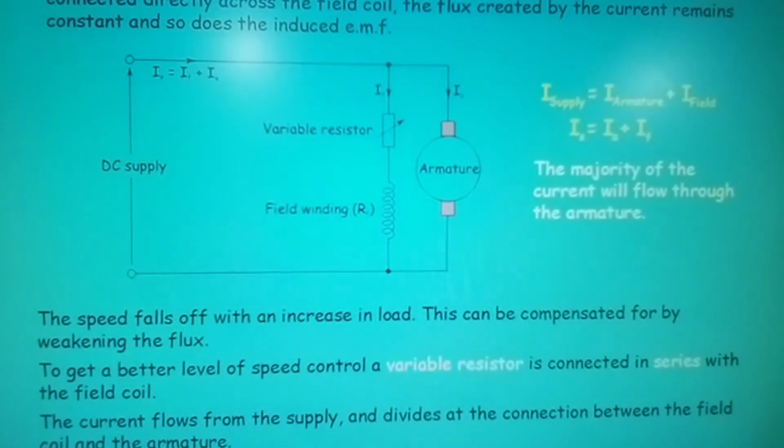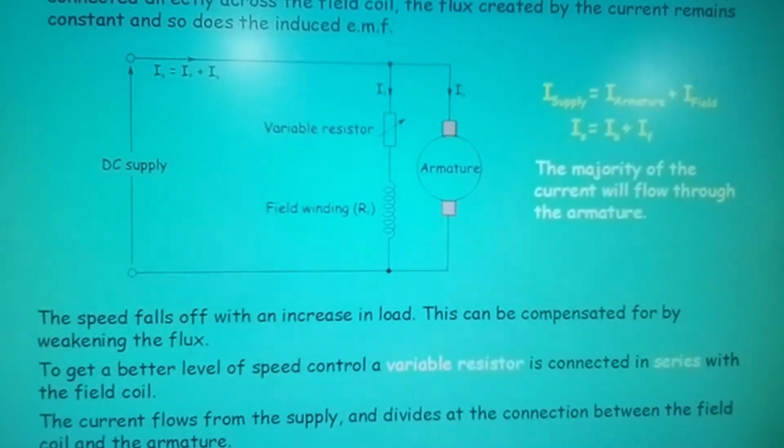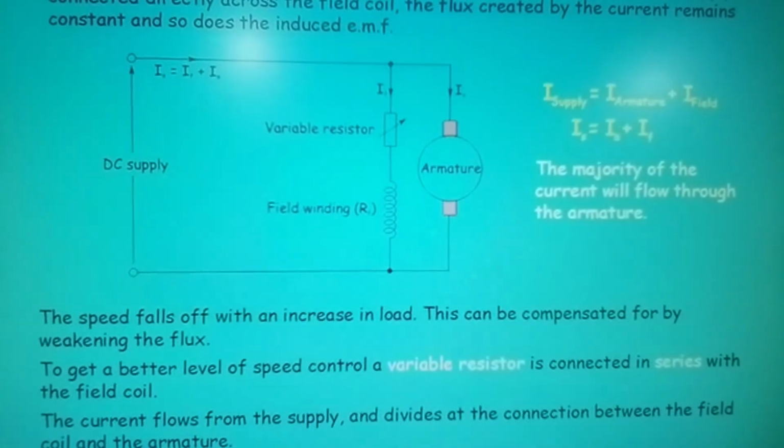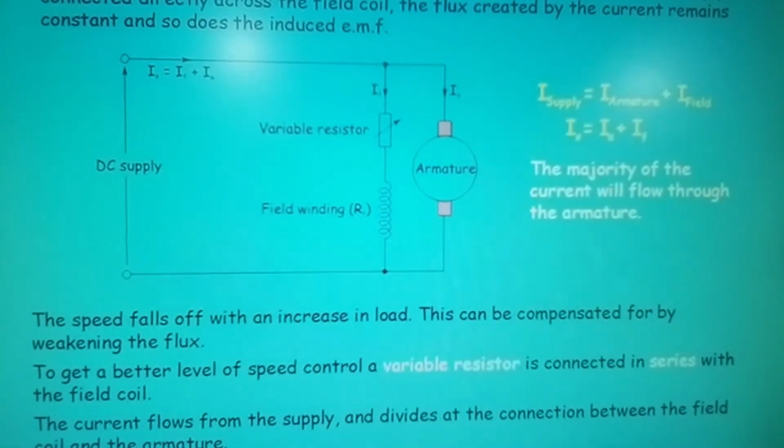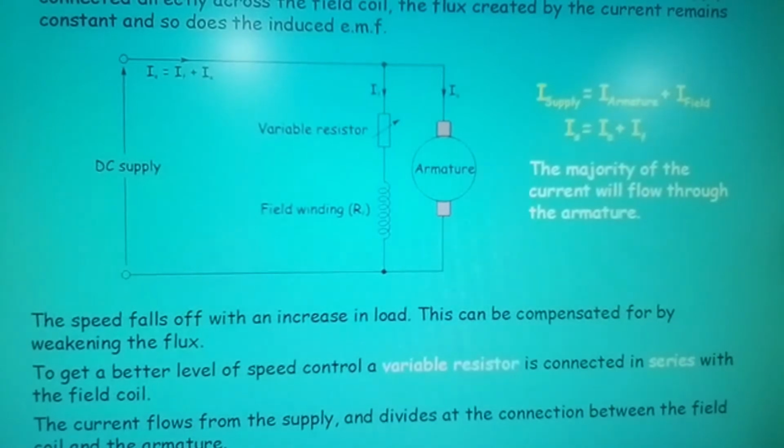The speed falls off with an increase in load. This can be compensated for by weakening the flux. To get a better level of speed control, a variable resistor is connected in series with the field coil. The current flows from the supply and divides at the connection between the field coil and the armature. Okay.